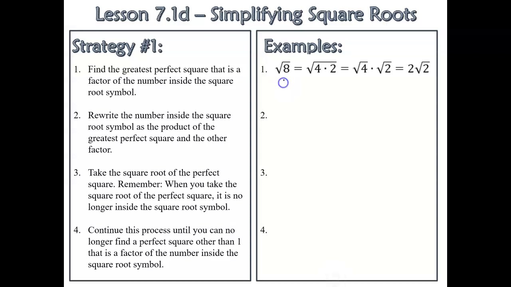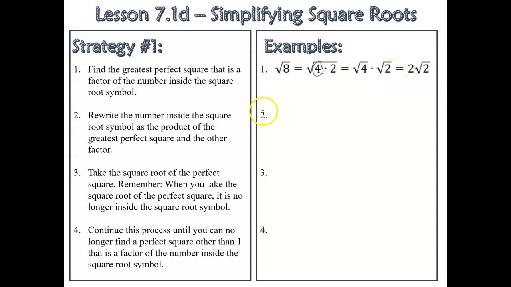So I'm looking at 8, and I know that 4 times 2 is 8. 4 is a perfect square. So 4 is 2 times 2. When you have a perfect square, you're going to pull one of those out. So 2 times 2 is 4. I'm going to pull one of those 2's to the outside, and then you're left with the square root of 2. Okay, so let's try another one.